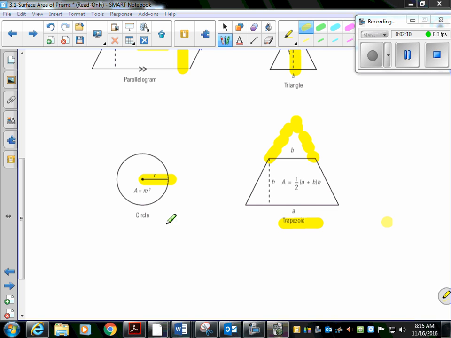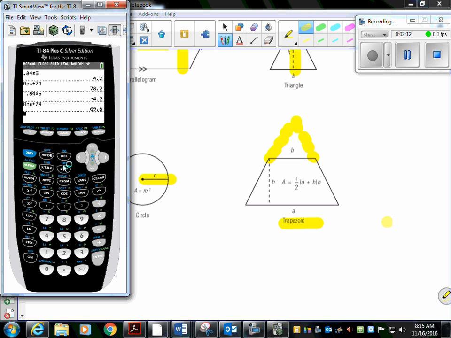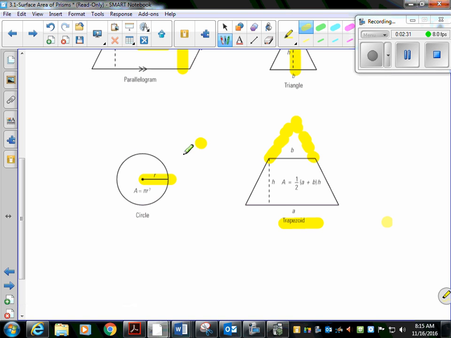So I wanted to show you where the pi button is on this thing. If we hit second and then the little hat, it comes up as a pi, and if we hit enter, 3.14159254. Your calculator has it programmed to lots of decimals, so we're going to use all those when we do some calculations.